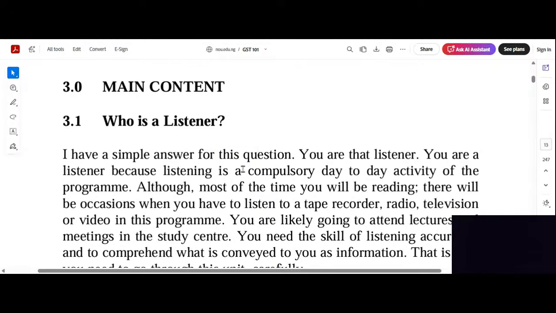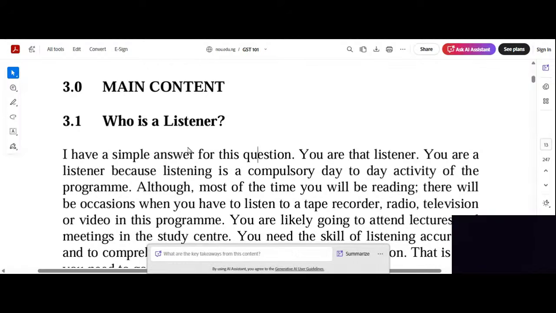I have a simple answer for this question. You are that listener. So who is a listener? I am a listener. So when we start talking about that, who is a listener? I can say that Adetayo Abiodun is a listener. Boss Mustafa is a listener. Obasi Chidera is a listener. Kehinde is a listener. Onyekachi Rejoice is a listener. And then Inioluwa, Adeolu, anybody qualifies to be a listener, but we'll check more about that. So you are a listener.